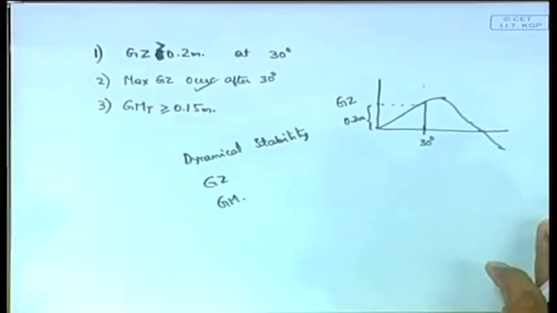Sir, in rule number 2, what will happen if GZ occurs before 30 degrees? Actually, it means that it will be unstable. Now, why should it be unstable is your question. Actually, stability will increase now, sir. When GZ comes before 30 degrees, that means the area under the curve is increasing. That means for more energy, it is having a lesser heel.